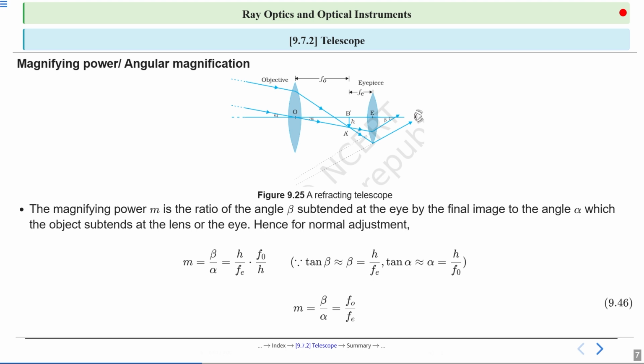Mark it as equation 9.46. Here F naught is the focal length of the objective lens and Fe is the focal length of the eyepiece. Understanding this formula is key to calculating how much a telescope can magnify an image. Remember, the larger the ratio, the greater the magnification.